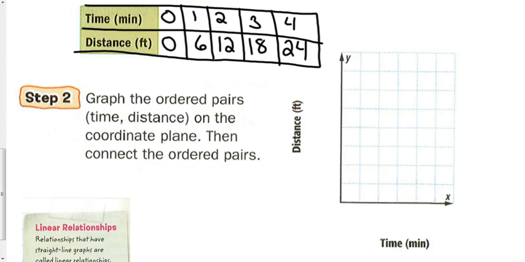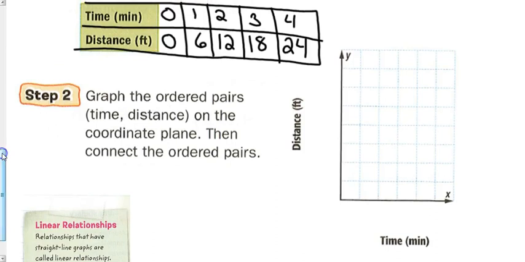Our distance is what we call our dependent variable. It depends on the amount of time. We don't know how far this sloth has gone unless we know how long it has been moving. So for every 1 minute that it travels, its distance changes by 6 feet. So that helps us out. So we can create some ordered pairs.